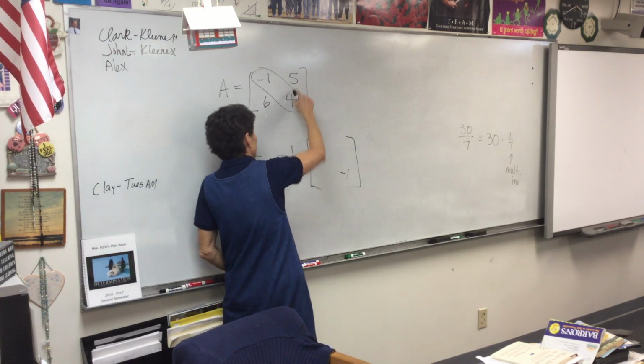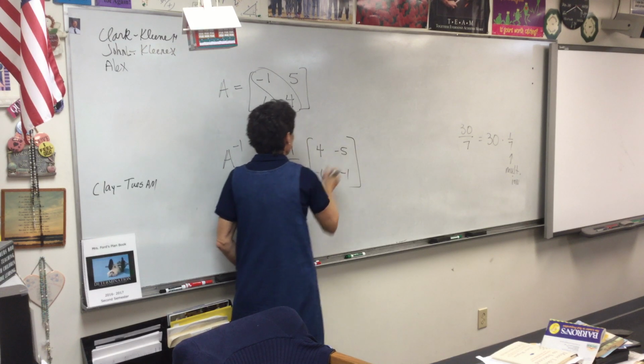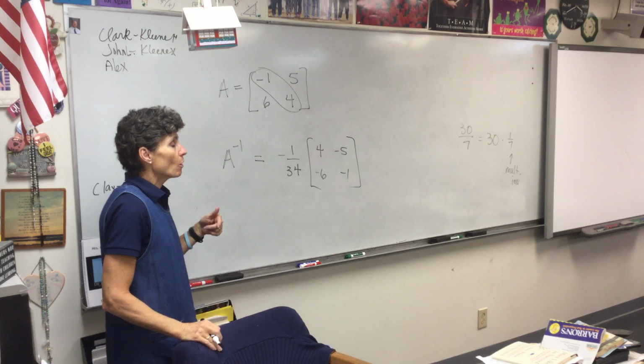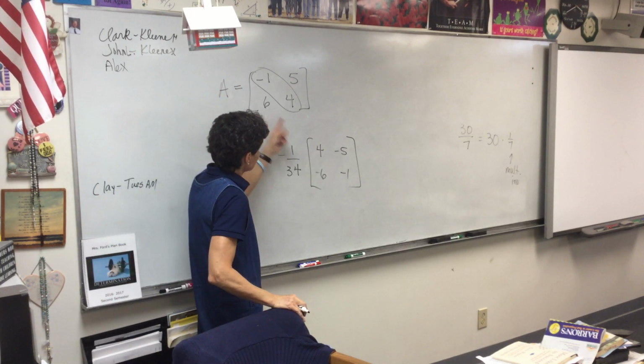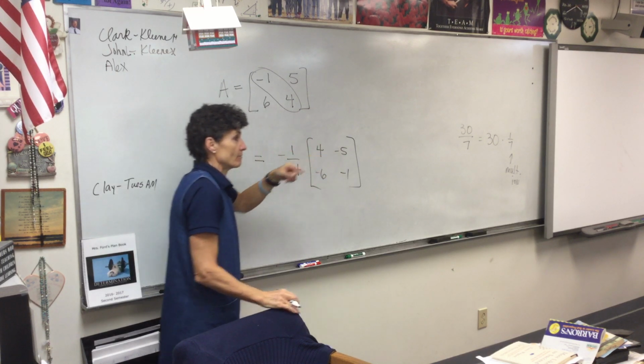These other two numbers, you change their sign. Leave them where they are, but change their sign. So, since this is a positive 6, I make it negative. Positive 5, make it negative.